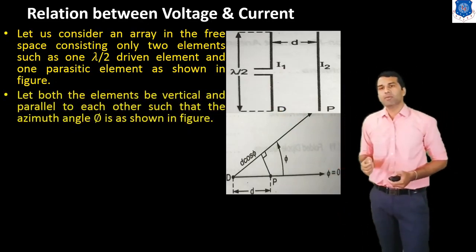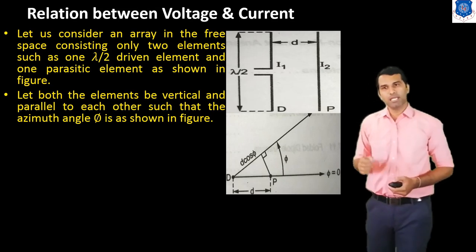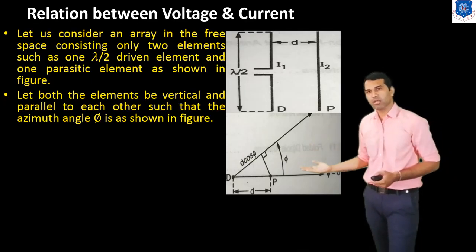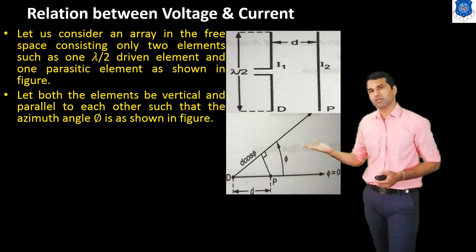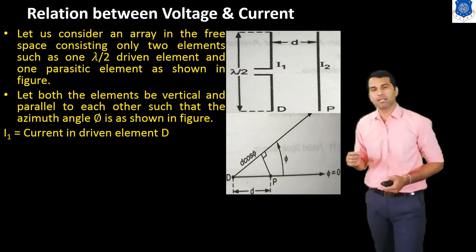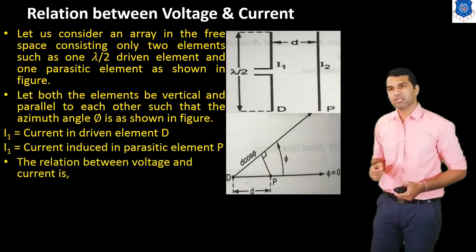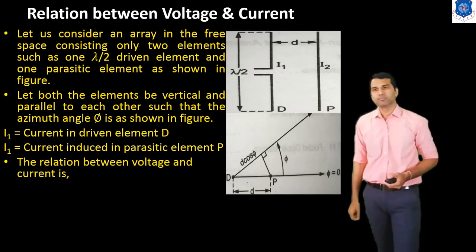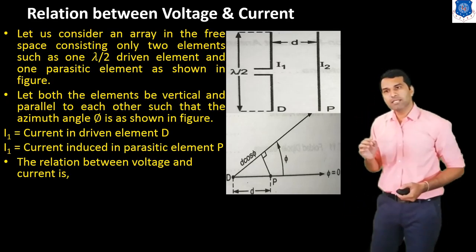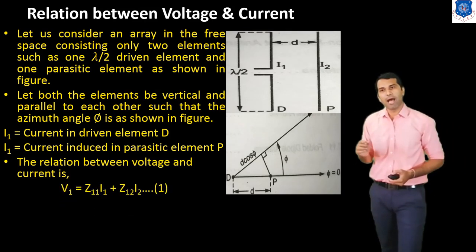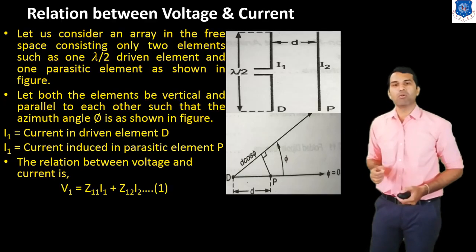Let both the elements be vertical and parallel to each other, such that the assumed angle phi is as shown in the figure. Here we have considered this as the assumed angle between these two elements. Now here I1 is the current in the driven element, and I2 is the current in the parasitic element. The relation between the voltage and current we can write: V1 is equal to Z11 I1 plus Z12 into I2.